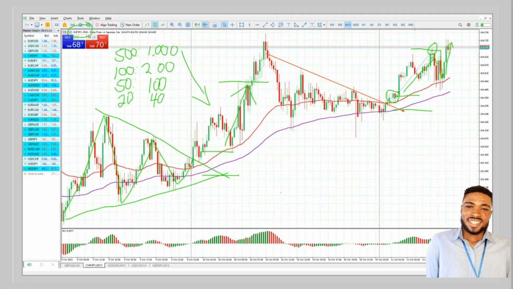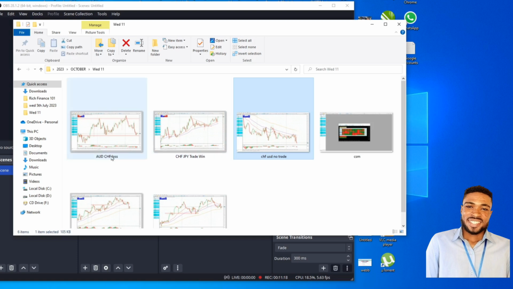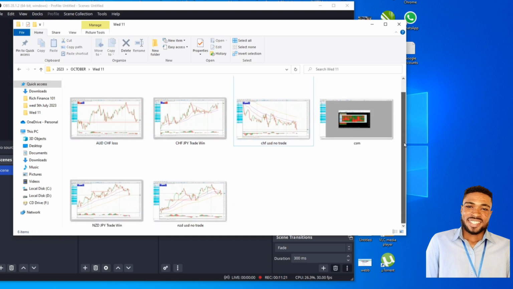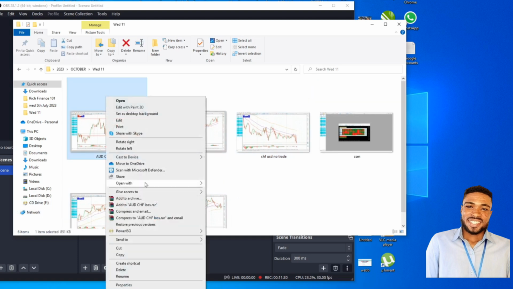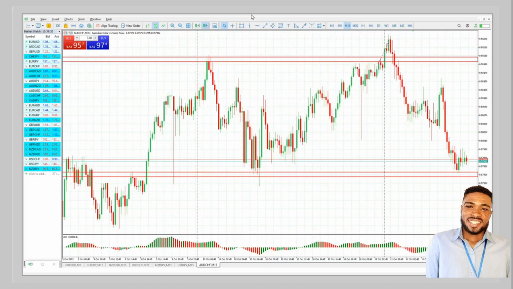Okay. So the last chart I looked at was the AUD Swiss. Can you see the AUD Swiss? And that was the one I got a losing trade. So in the folder, what can you see? AUD Swiss loss. So let me open and show you. Okay, this is the AUD Swiss chart, and as you can see, this setup is called the range setup. So how do you trade this setup? You can see the market is ranging, and I entered here. My stop loss was here. That's why I was out. My take profit was here.